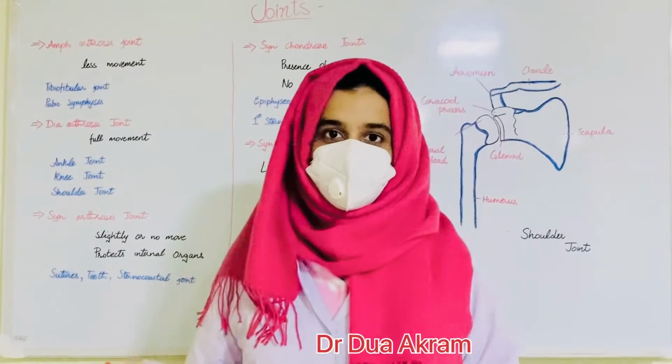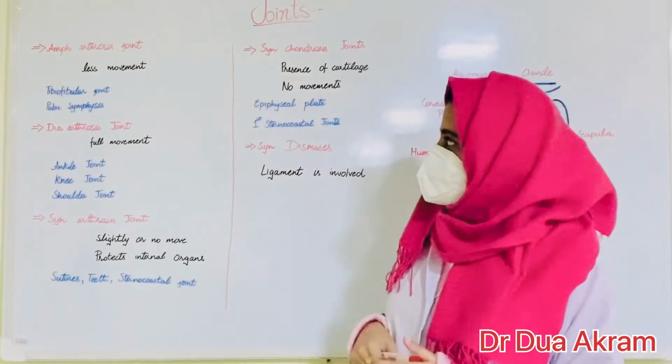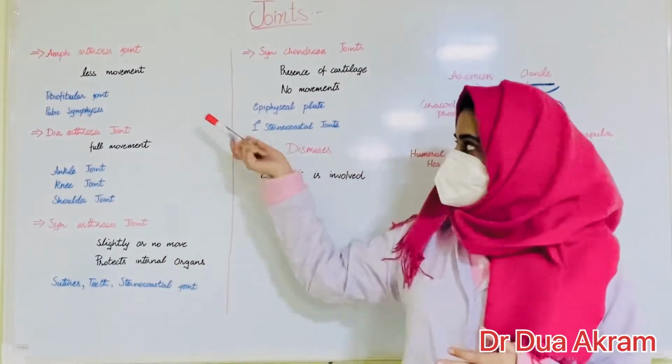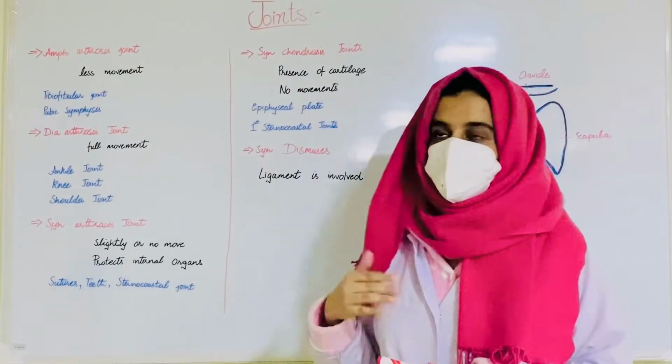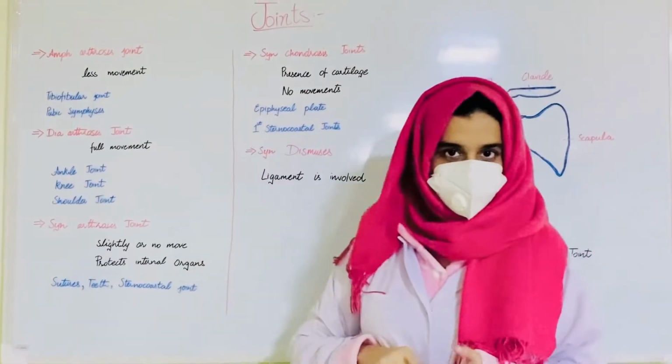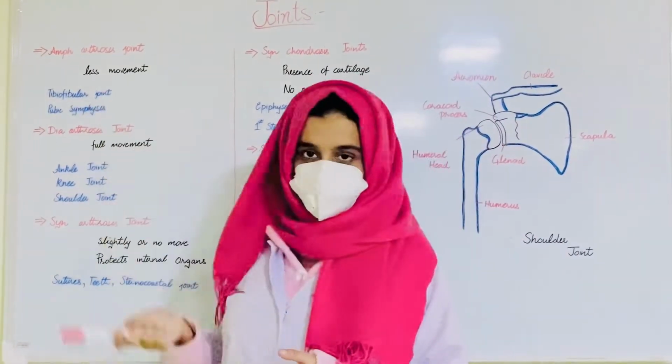Problem, and some types of joints are explained by B. First is Amphiarthrosis joint. In Amphiarthrosis joint there is less movement, and examples of Amphiarthrosis joint are tibiofibular joints and pubic symphysis, which is present in the hip joint.